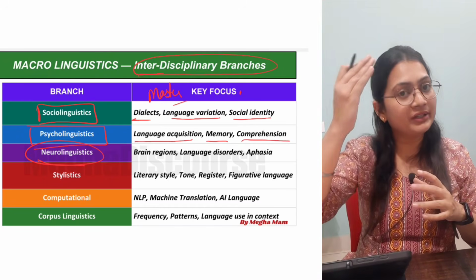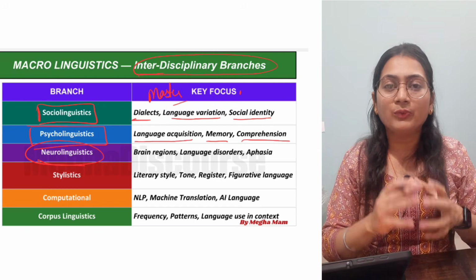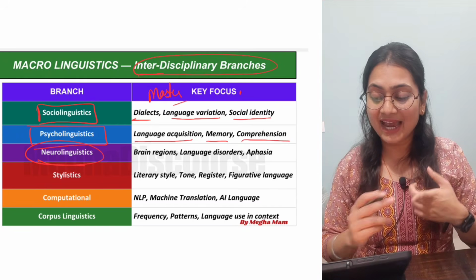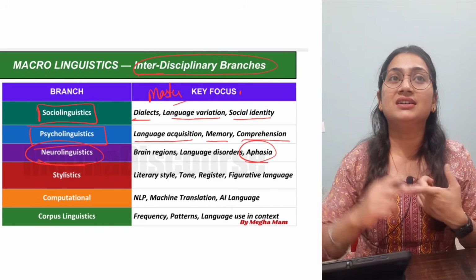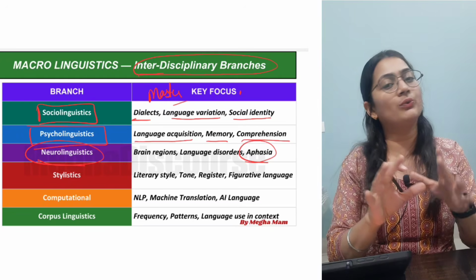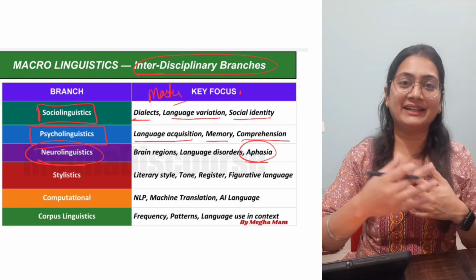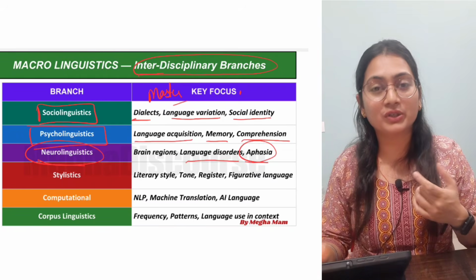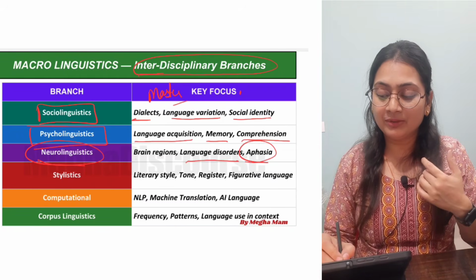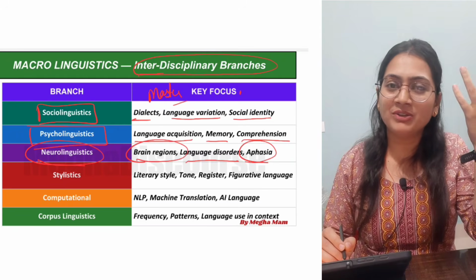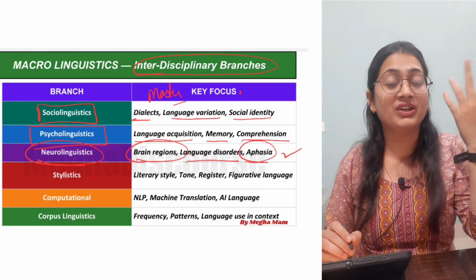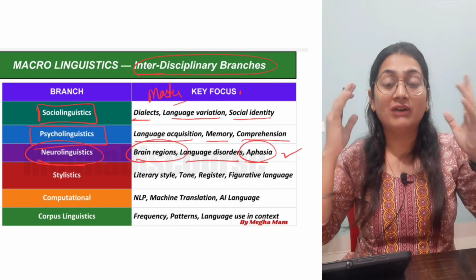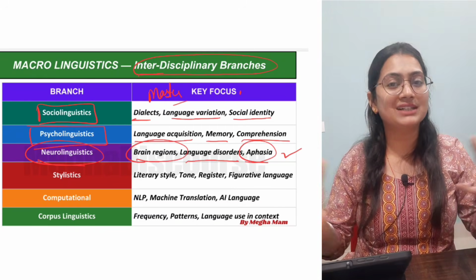Now neurolinguistics. Neuro means brain related. It is the study of language with the help of brain processes. Like many persons have aphasia. Aphasia means speech disorder. They can understand your words very well, but they cannot articulate those words. Language disorders, like dyslexia. When the left hemisphere is not working, we find aphasia in those students. So this is called brain region. Our nervous system works during this linguistic process.